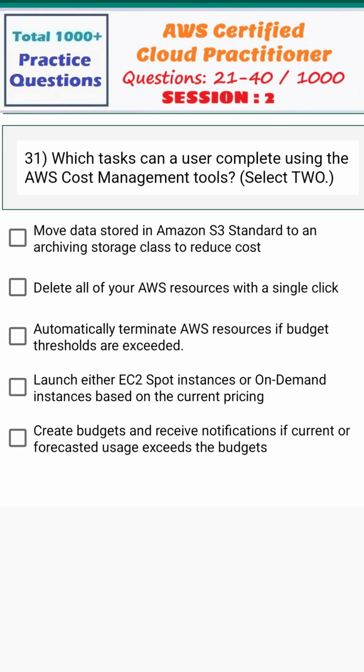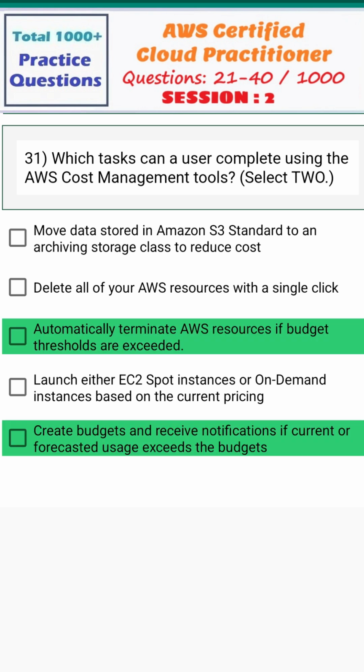Guess the answer. The correct answer is third option, automatically terminate AWS resources if budget thresholds are exceeded. And fifth option, create budgets and receive notifications if current or forecasted usage exceeds the budgets.